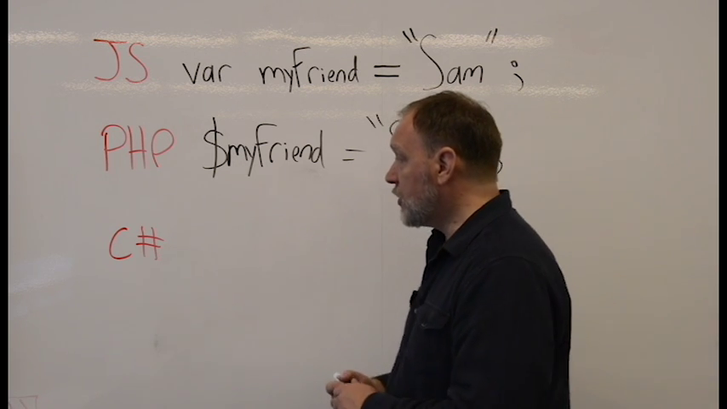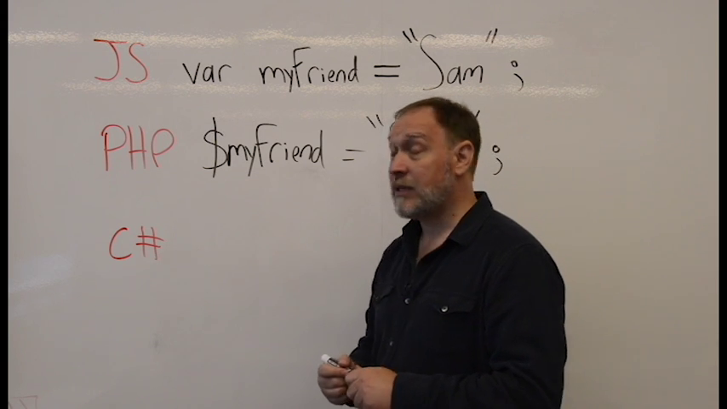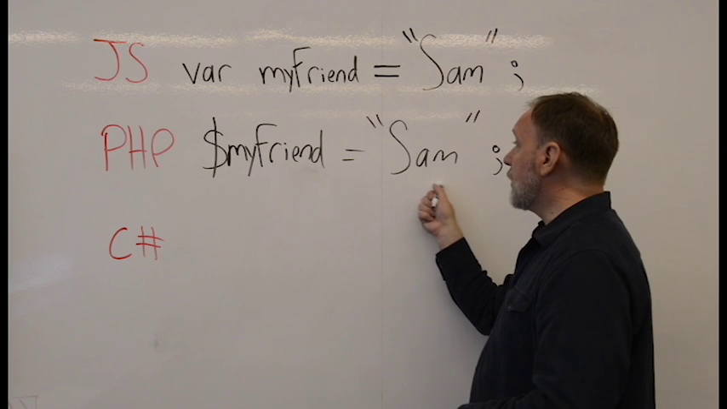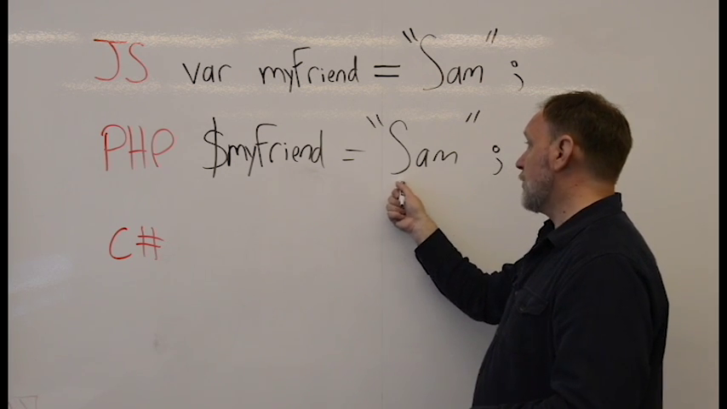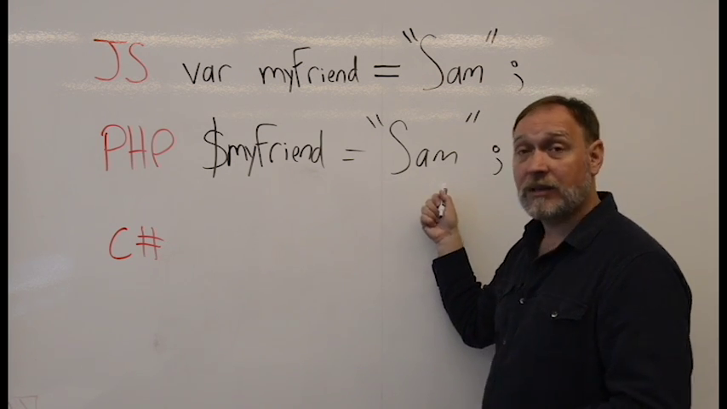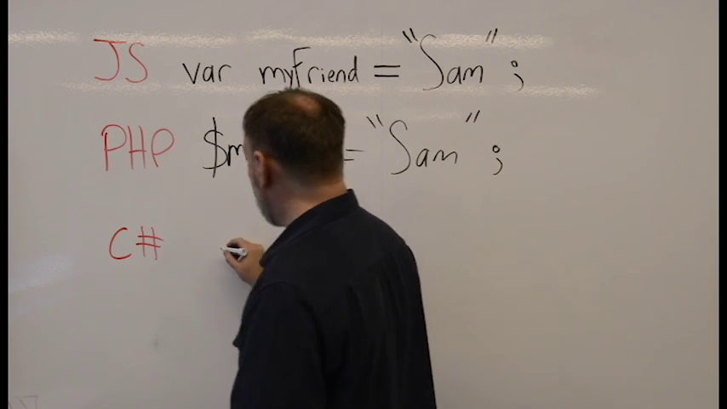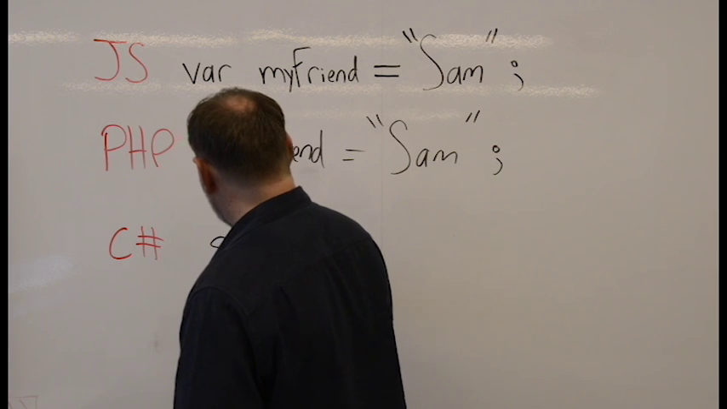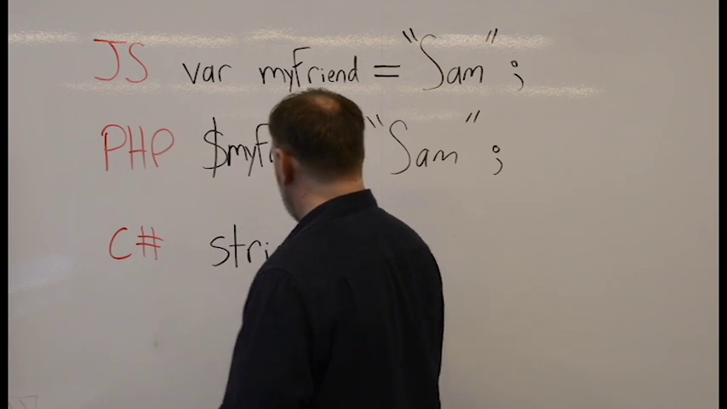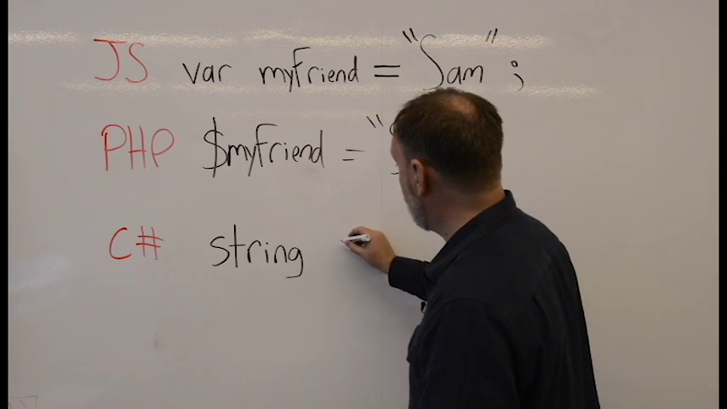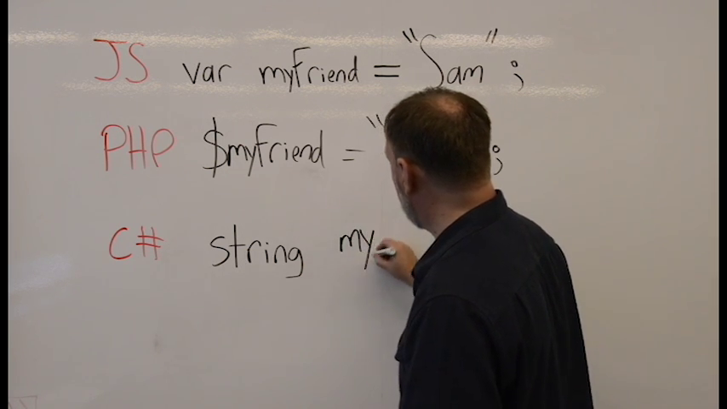So in C#, we have to tell it the type of variable first. In this case, as I mentioned earlier, this is a word. It's referred to as a string of characters. So the data type is a string. So for C#, we tell it we're going to store a string. That's the data type first. And then a space, and then the name of the variable.